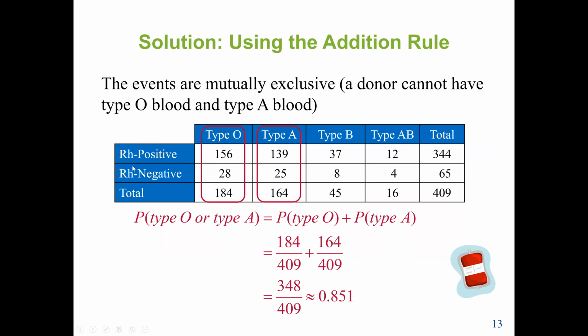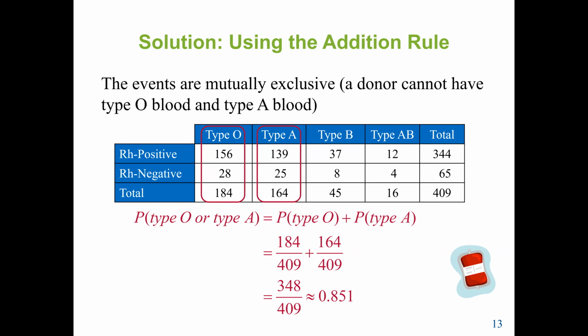It cannot be both. So this means to find the probability that a person has type O or type A, based on the data given to us in the table, it will be the probability of type O plus the probability of type A. Again, this is mutually exclusive. One person cannot have 2 blood types, only one. So the total, as we said, type O is 184. So it will be 184 divided by the total, which is 409, plus type A total is 164 divided by 409. So that roughly will give us 0.851.